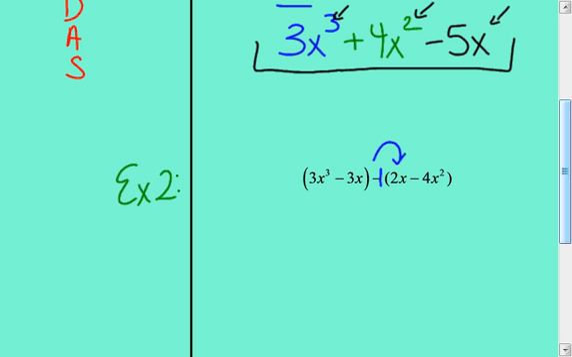-1 times 2x results in a -2x. -1 times -4x squared results in a plus 4x squared. Then we will bring down our first polynomial.